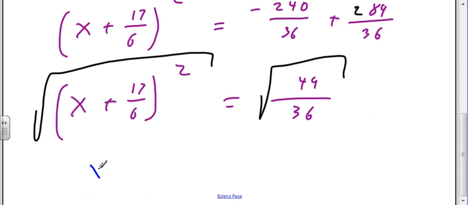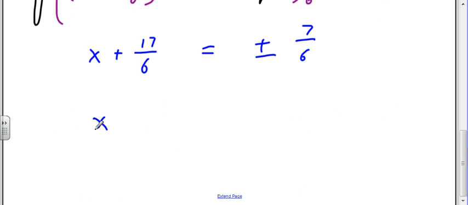So now I've got x plus 17 over 6 is equal to plus or minus 7 over 6. So x is going to be equal to, if it's the negative guy, 24 over 6. 24 over 6 would be 4, right? Minus 4. And if it were the positive guy, that'd be minus 10 over 6, which would be minus 5 over 3.